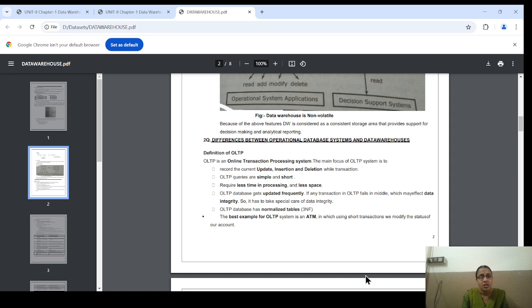OLTP stands for Online Transactional Processing. It is mainly focused on recording current updates, inserts, and deletes during transactions. OLTP requires queries that are simple and short. It takes less time and less space. The data is frequently updated. If a transaction fails in the middle, it may affect data integrity, so it must take care of data integrity. In OLTP, the database has normalized tables. The best example for OLTP is an ATM, which is used for short transactions. We also modify the status of your account.